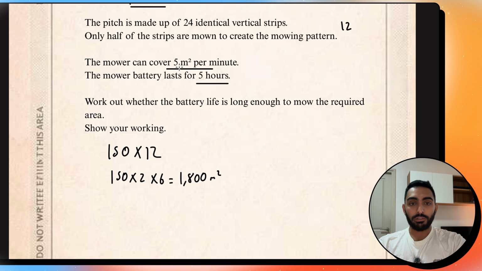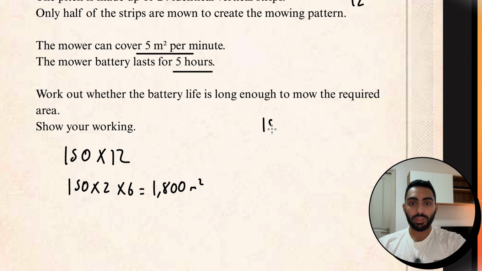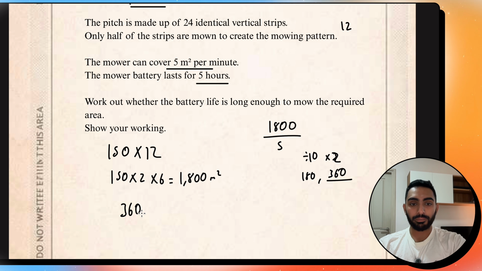If the mower can cover 5 meters squared per minute, let's think about how many minutes it's going to take. We're doing 1,800 divided by 5. A nice way to divide by 5 is you divide by 10 and then you times it by 2. If I divide by 10, I end up with 180. And if I times it by 2, I end up with 360. That means it's going to take 360 minutes.